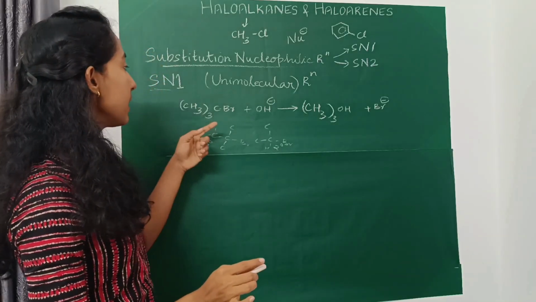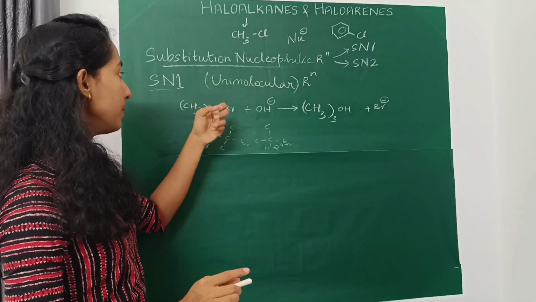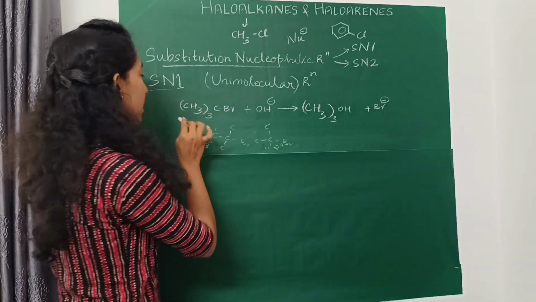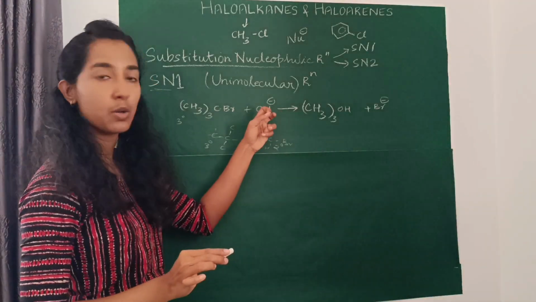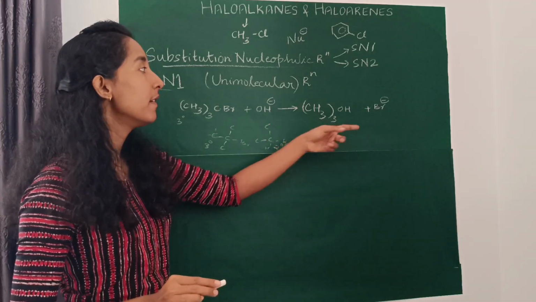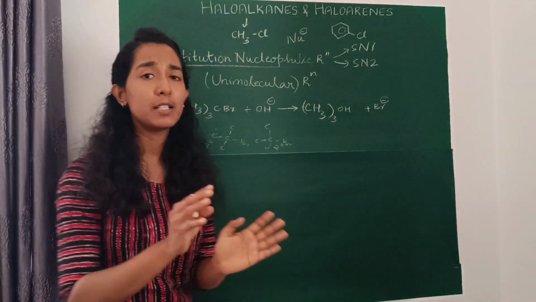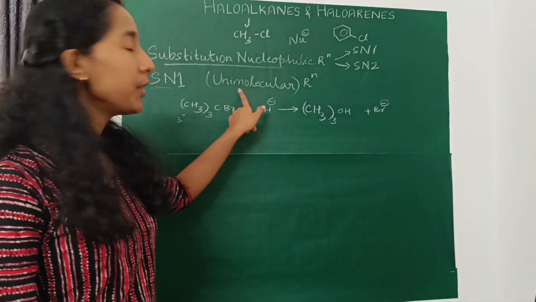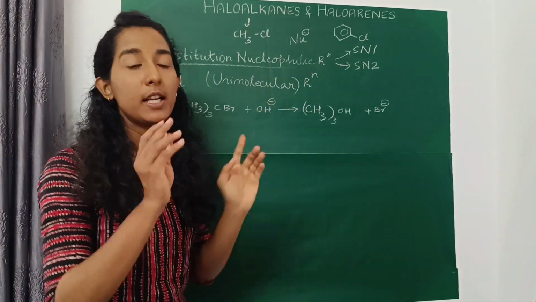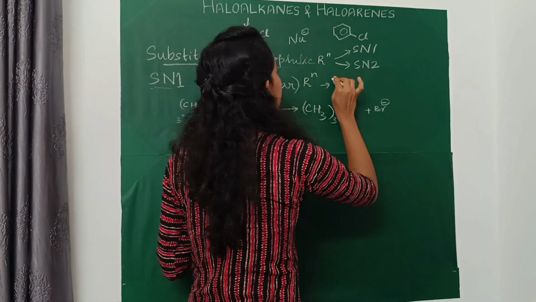In this case, the halide is attached to a carbon which in turn is attached to three other carbons. So this is a tertiary butyl halide. It reacts with OH minus to give a tertiary alcohol. This is a simple example of an SN1 reaction. As I said, it is a unimolecular reaction, so it follows first order kinetics.